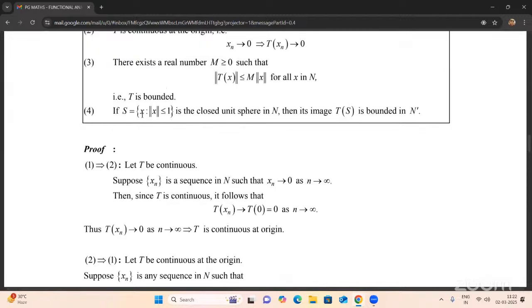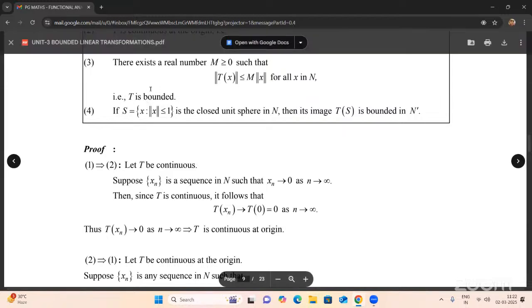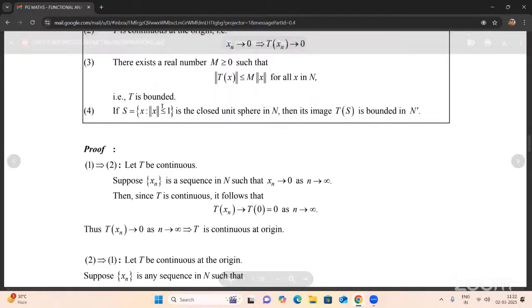And again, this is the open sphere part. Given the closed unit sphere, how do we express it? The norm is less than or equal to 1. Suppose it is less than 1, that is the open sphere. Already this is the boundedness. So bounded means the closed part, the closed interval, is there. So this is the closed unit sphere.